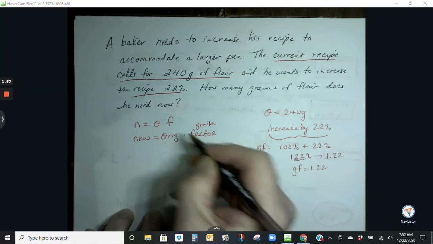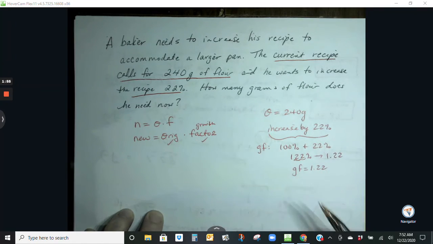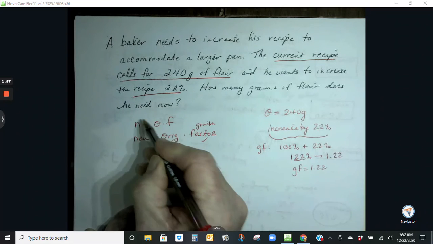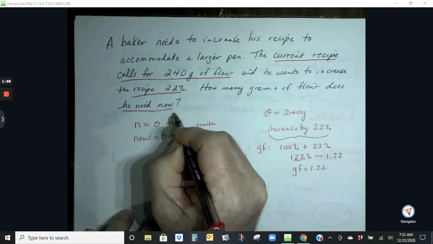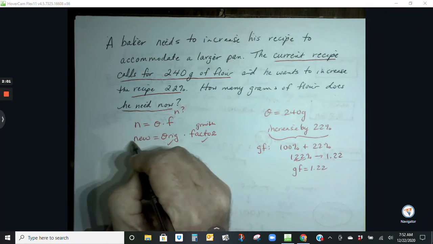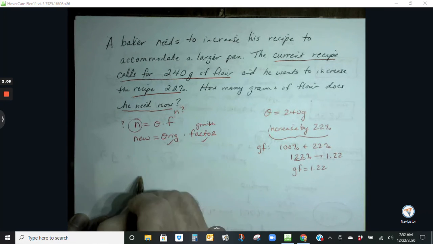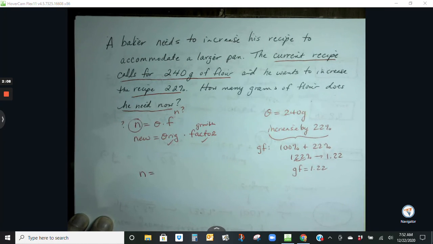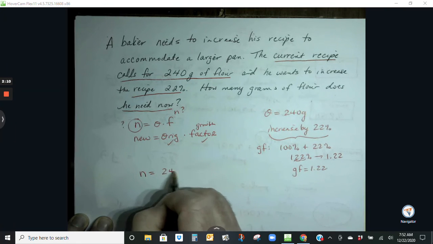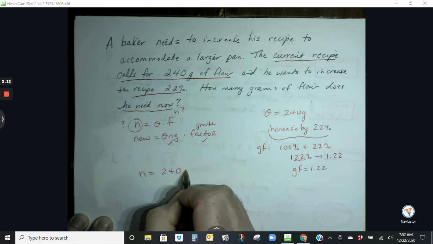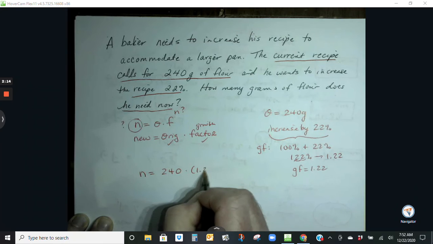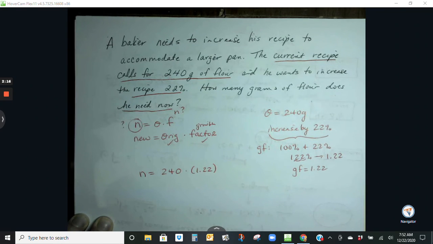So we have our original, we have our growth factor. How many grams of flour does he need now? That's our new, and that's what we're looking for. So we have new is equal to 240 times 1.22. And so the good news is I don't have to do any work other than just multiply those two.